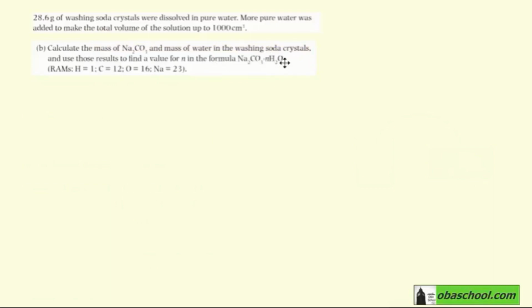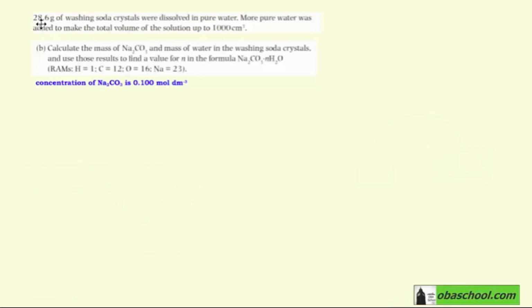So let's write down the concentration of sodium carbonate we already calculated in part A. It is 0.100 moles per decimeter cubed. So now let us start with part B. We have to find the mass of sodium carbonate. Let's go back and read the given.